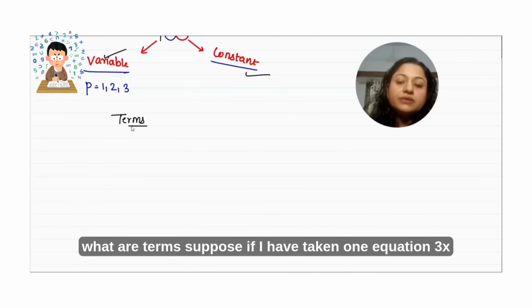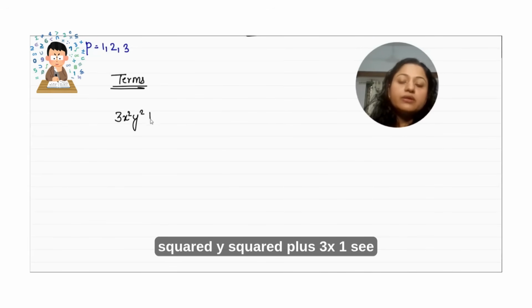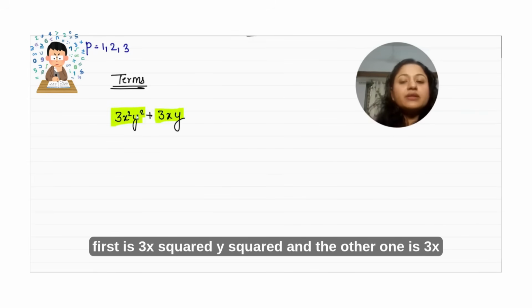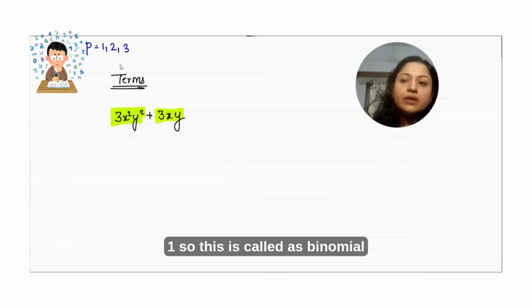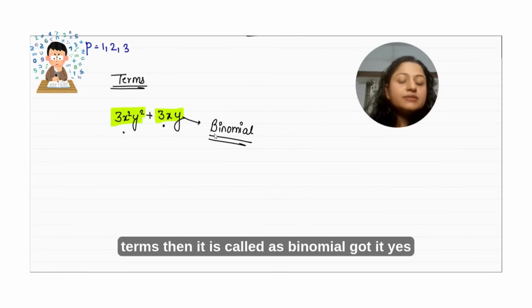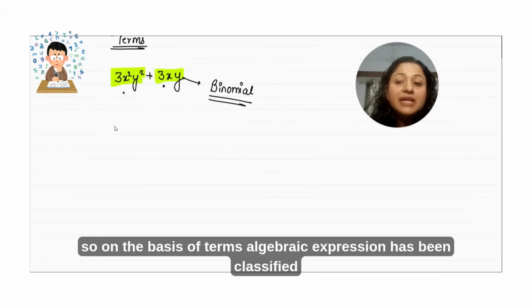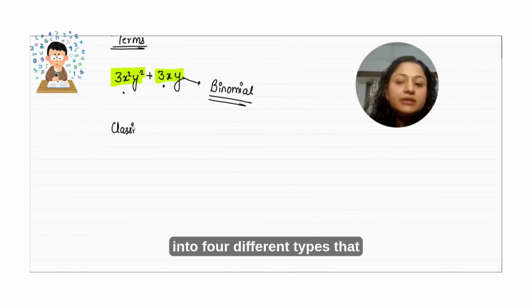So now we are going to understand the terms. Suppose I have taken one equation, 3x square y square plus 3xy. See guys, there are two terms here. The first is 3x square y square and the other one is 3xy. So this is called a binomial. Bi means two. Any algebraic expression which has two terms is called a binomial. Got it? Yes. So on the basis of terms, algebraic expressions have been classified into four different types.